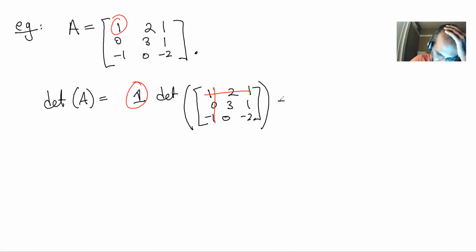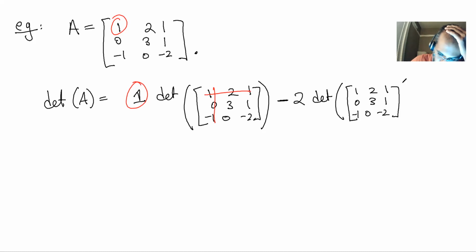Okay. And then the rule says you flip the sign and go to the next entry. So minus 2 times determinant of, again, write the whole matrix. But now you delete the first row and second column.